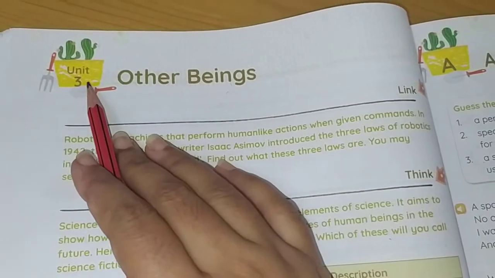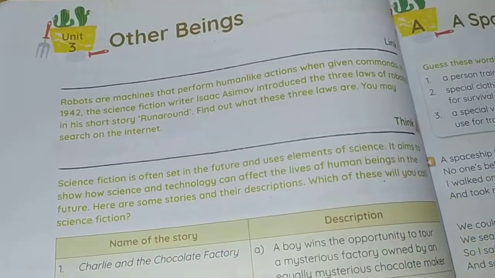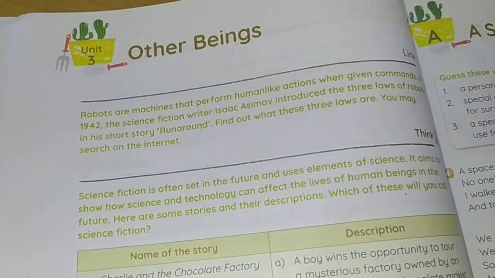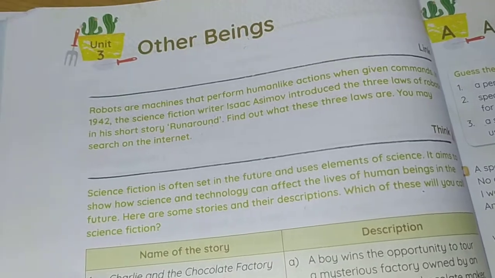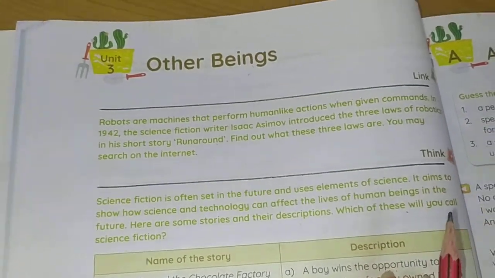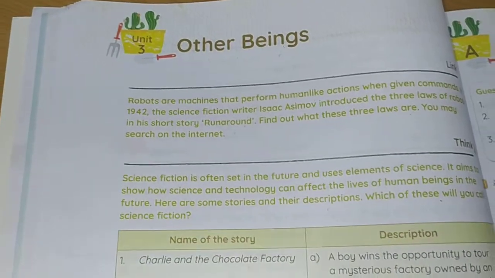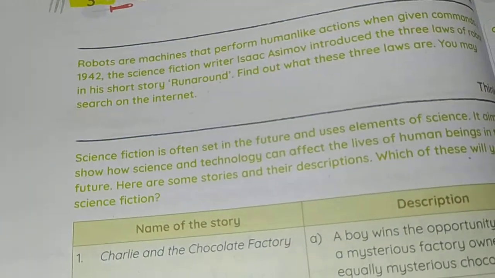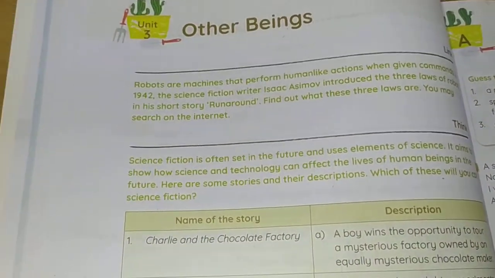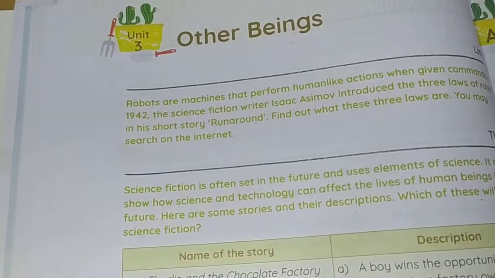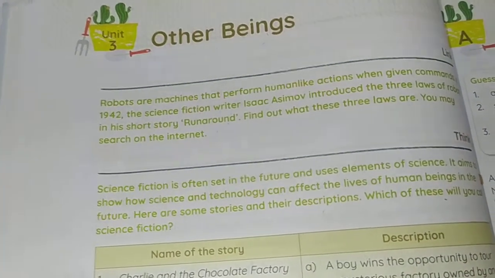Today we are going to start our unit 3, Other Beings. Other Beings is related to science fiction. You must have seen some movies on TV which are related to science fiction, like Jurassic Park or the Avengers in recent times. If you haven't seen them, you must go and see these movies on television. These are all related to science fiction.